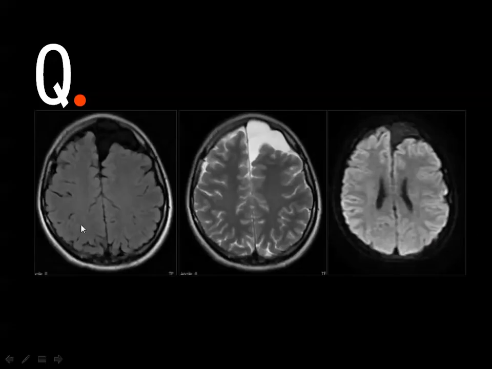And this is T1, T2, diffusion. There is a cystic lesion capping the frontal lobe on the left side with diffusion free. Arachnoid cyst.